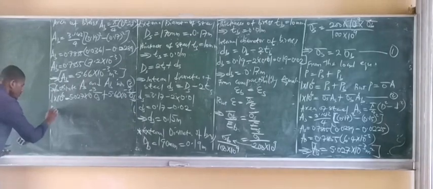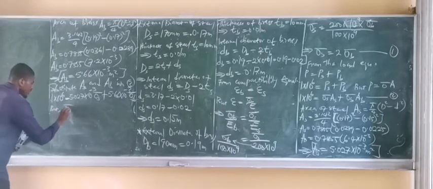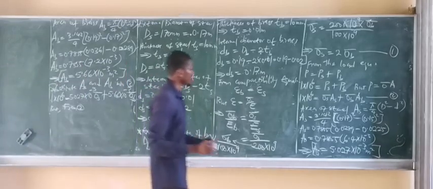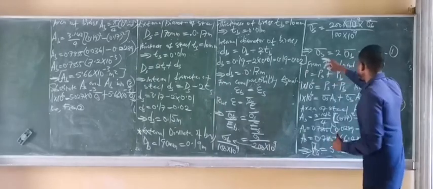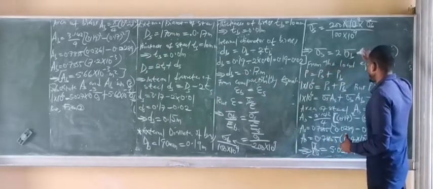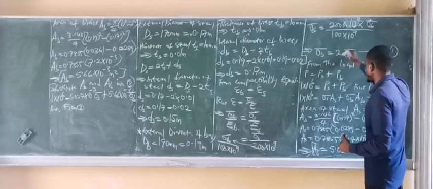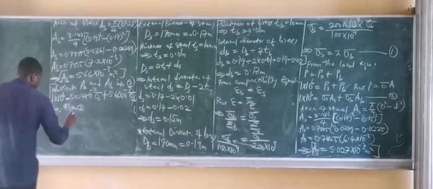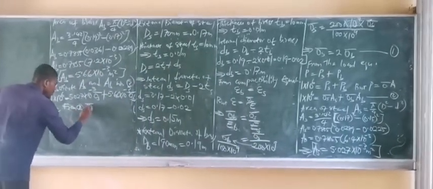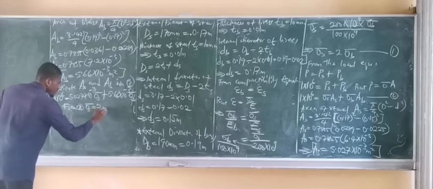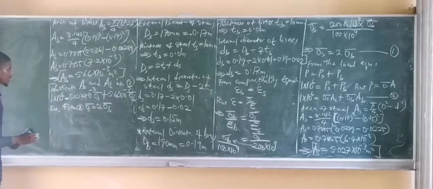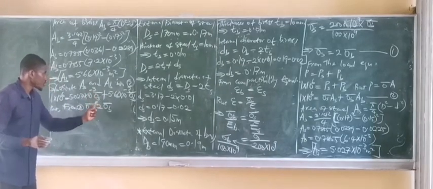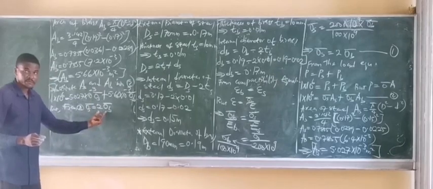But recall, sigma x from equation 1 is equal to what? 2 times sigma b. The stress induced in the steel bar is twice the stress of the brass. So from equation 1, sigma x, the stress of the steel, is equal to 2 times the stress of the brass. So in place of sigma x in this equation, we put in what? 2 sigma b. Is that clear?